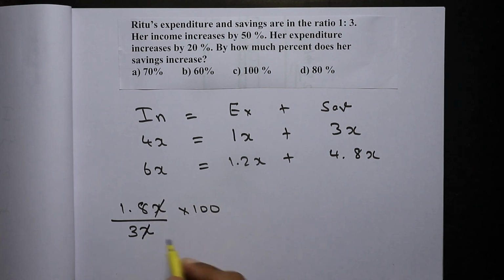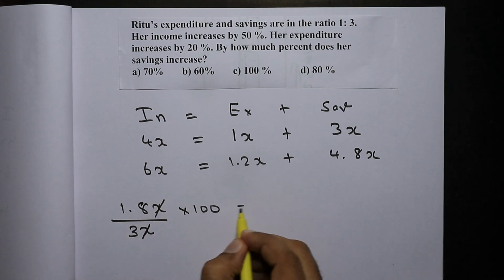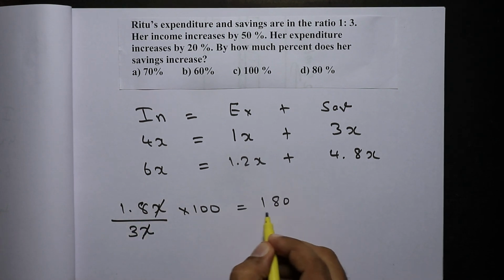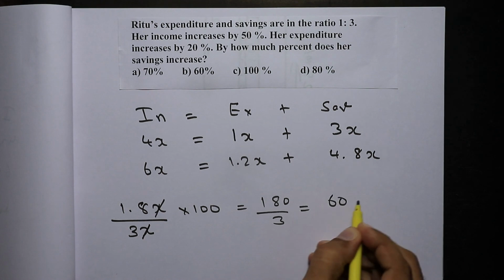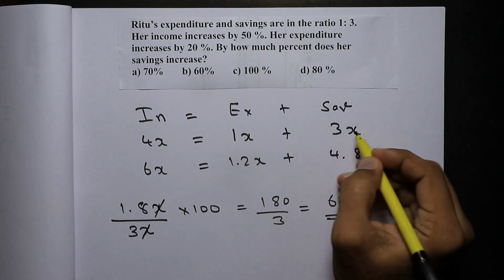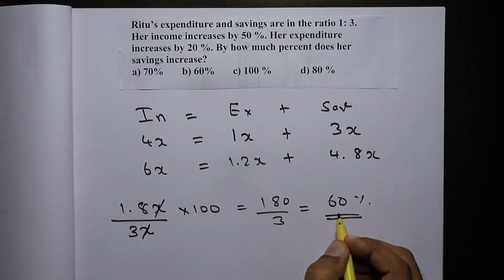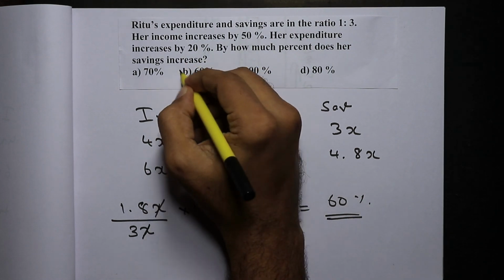x and x cancel out. 1.8 into 100 gives you 180 by 3. That will be 60% increase. So savings has increased by 60%. Hence option B, 60, is the right answer.